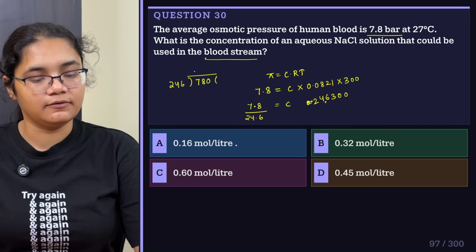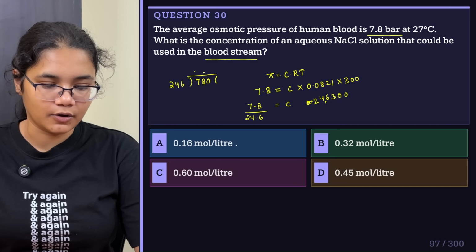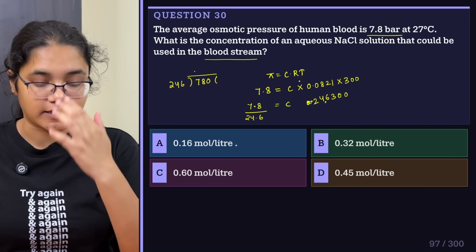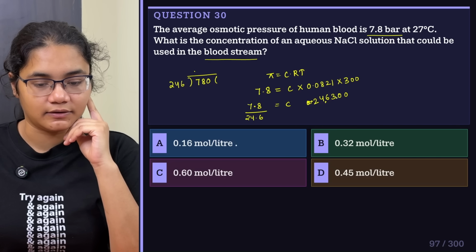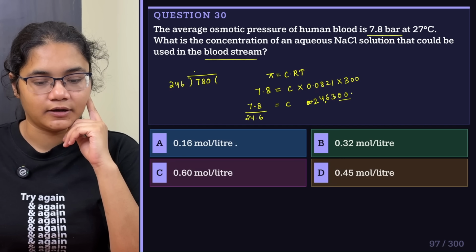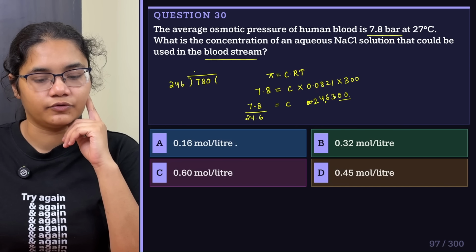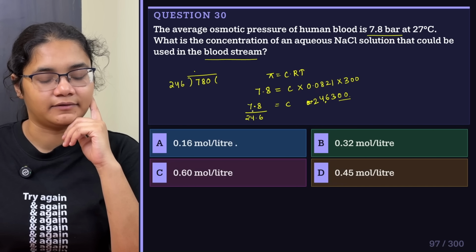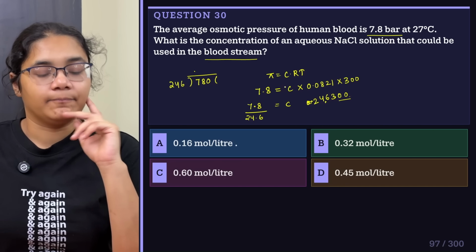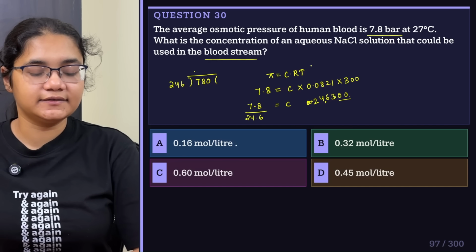So if you see, how can I calculate? I'll just check this calculation once again. Okay, 3 ones are 3, 3 twos are 6, 3 eights are 24, 3 is plus 2, and I have 300, so I'll add 2. So 4, 1, 2, 3, 4. Yes, 24.6 and 7.8.